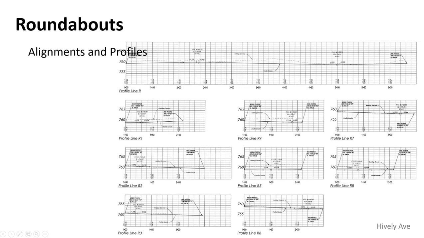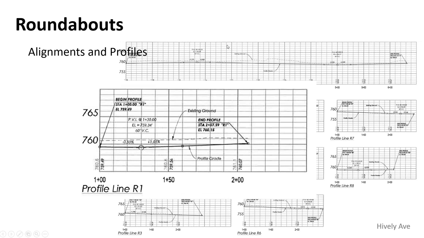Otherwise, there's going to be a bump there and it's not going to be nice. So that's a lot of alignments, a lot of profiles. Here's our profile for that. Some of them can be quite short. This one is 207 feet long. Actually, it starts at 100, so it's only 107 feet long. That's a really short little piece.